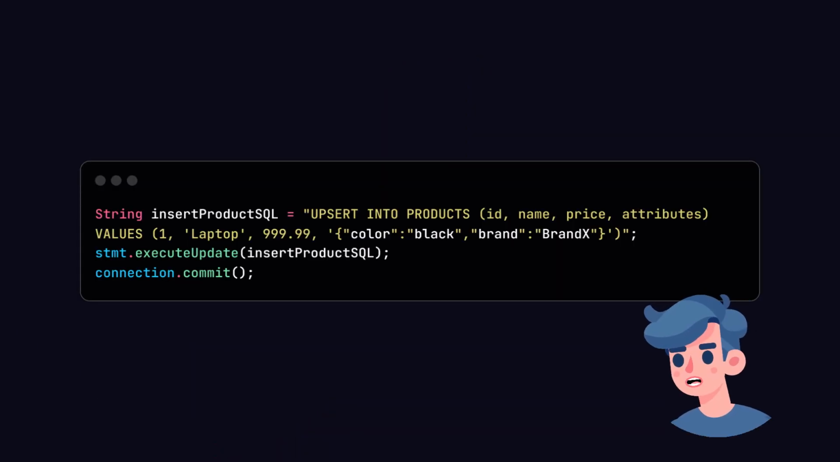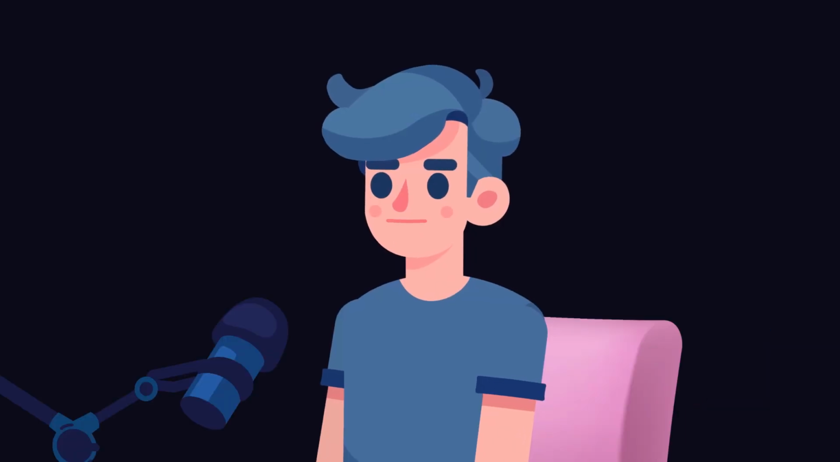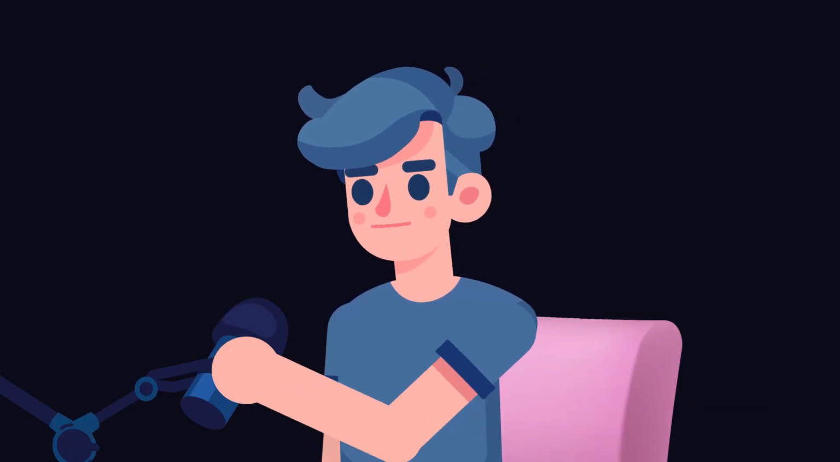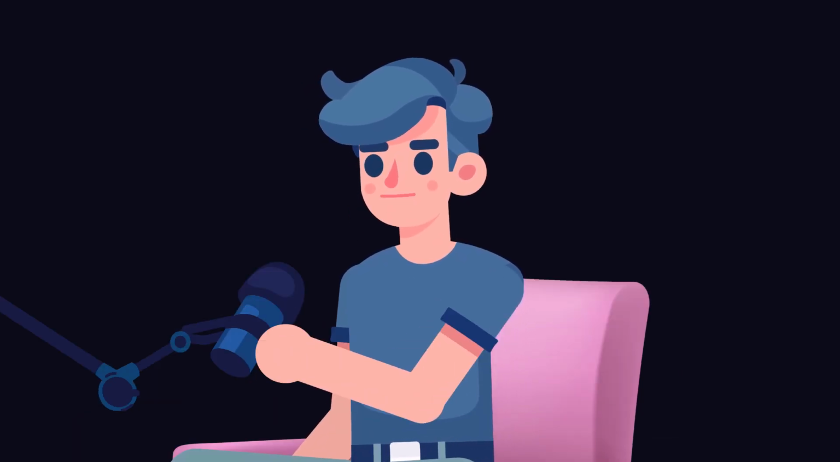Now we can insert data into our products table, including the attributes column, using the following upsert command. When inserting data into the attributes map, we can use JSON-like notation. This enables flexibility when adding attributes without modifying the schema of our database.